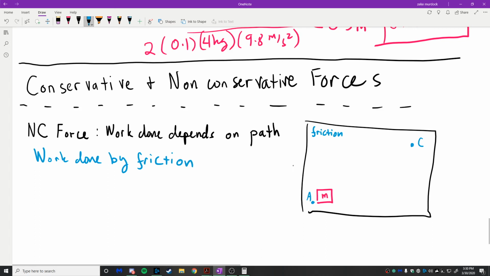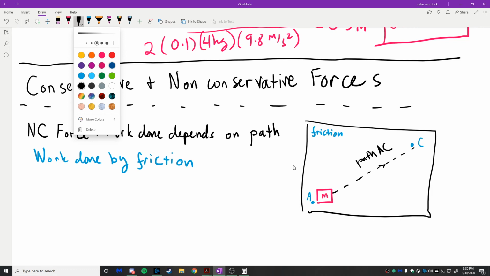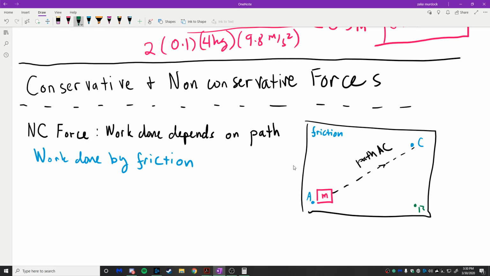Suppose that I take the object and I move it along two different paths, okay? So let's say that one path that I have it travel along is straight like this. We call that path 1, or maybe path AC. And then we think about another possible path, which I'll do in green. That path could be that you go over to here first, so you go in this direction, and then you go in this direction, okay? All right. So the work done by friction is going to be different depending on which path you choose, right?